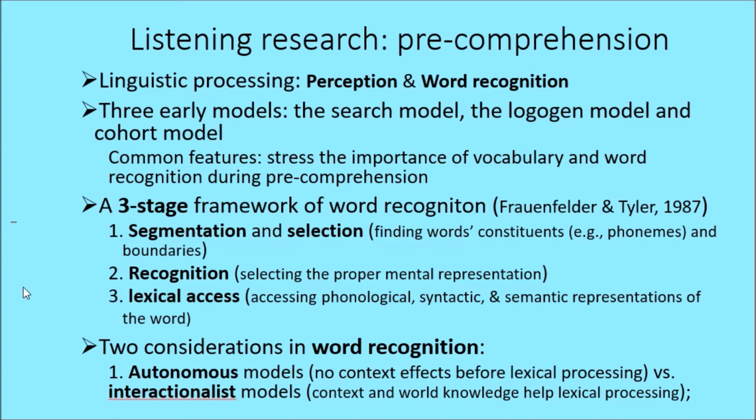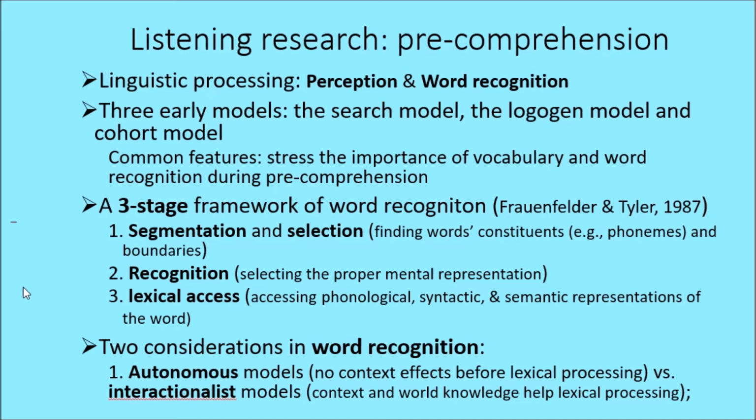Autonomous models as one and interactionist models as the other one. In word recognition, autonomous models assume that there is no context effect before the completion of lexical processing, whereas interactionist models assume that there is a context and world knowledge effect. So our world knowledge or the context of situation help us during the lexical processing. Now, as to which one is more accurate, it's really difficult to say.